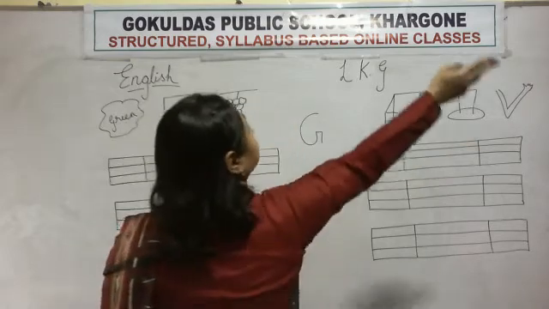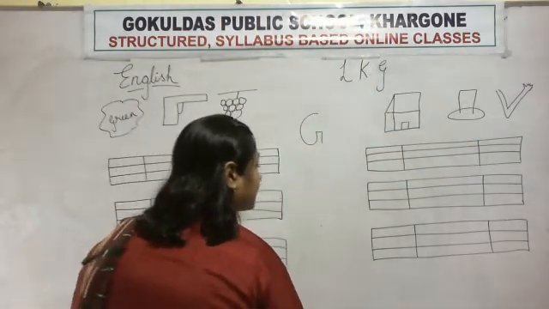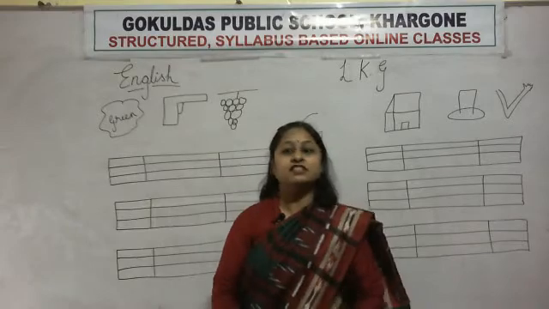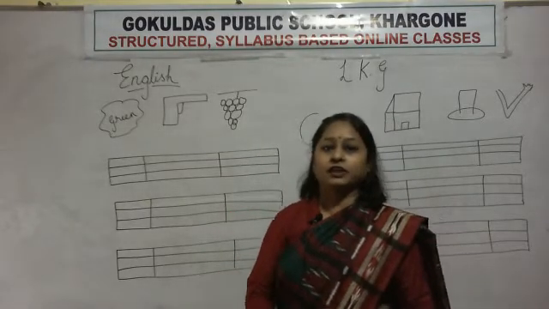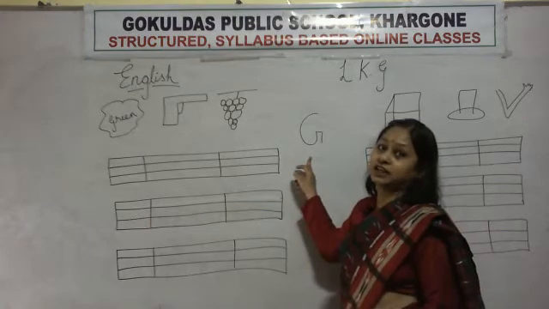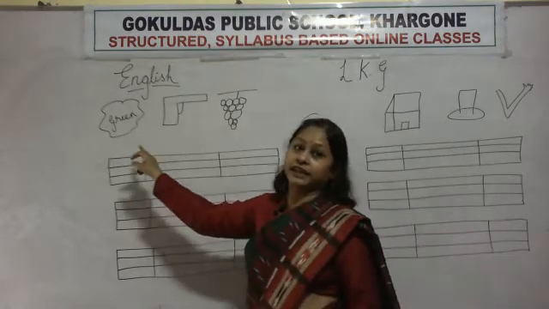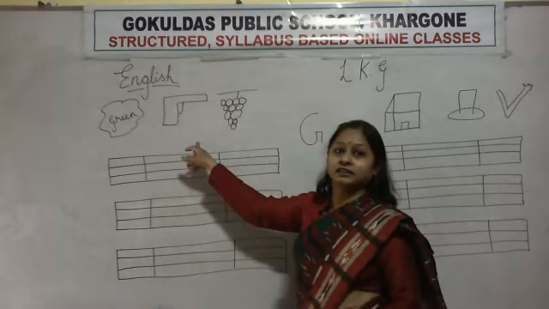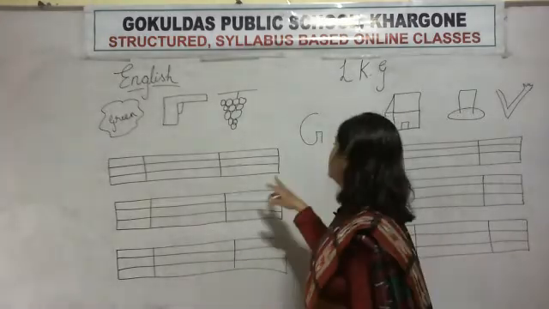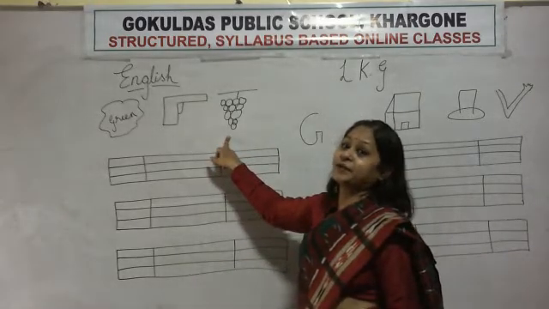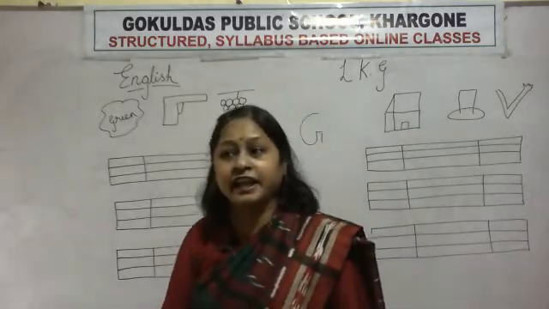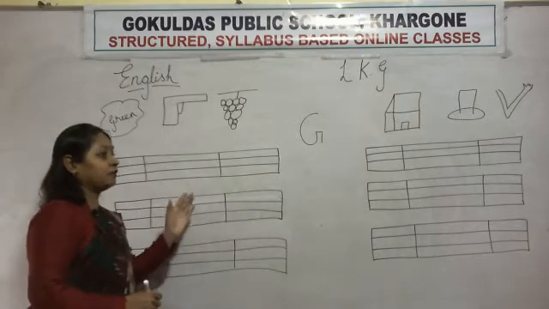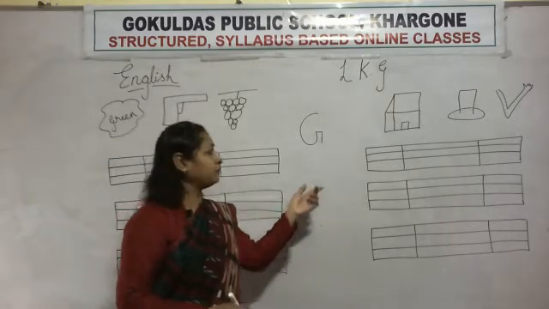Try yourself. Half circle, up, sleeping line and down. G. Which letter is this? G. G for green. Which color? Green color. G for gun. G for grapes. Okay. Now how to write in 4 lines?